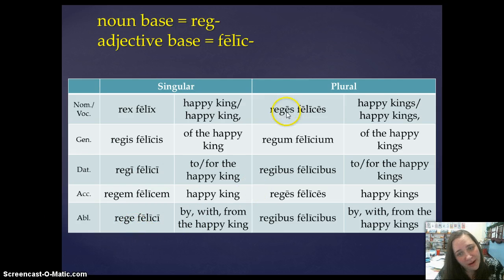Okay, in the plural, reges felices, regum felicium, and again, rex regis is not an i-stem, so there's no i here, just regum felicium, regibus felicibus, reges felices, and regibus felicibus. All right, you do need to have notes on all of these charts to help you to reinforce these endings, to help you write them out and hopefully begin to remember them.